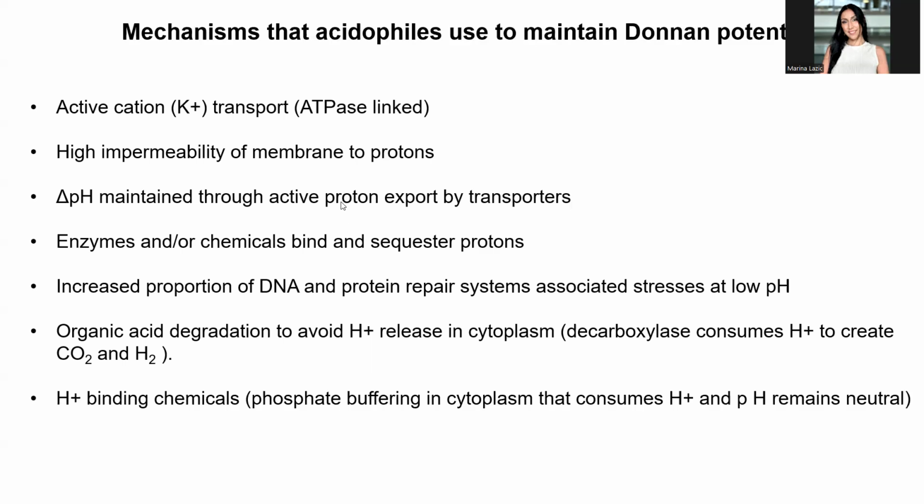And some phosphate buffering in the cytoplasm is used just to consume protons to remain pH stable. So basically the point is to get the molecules in that will reduce the amount of protons and stabilize pH.